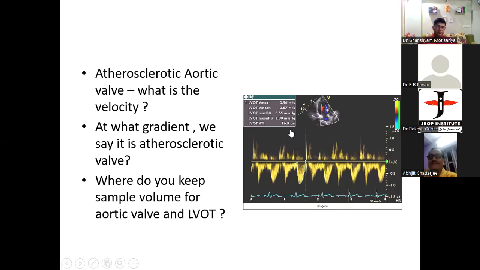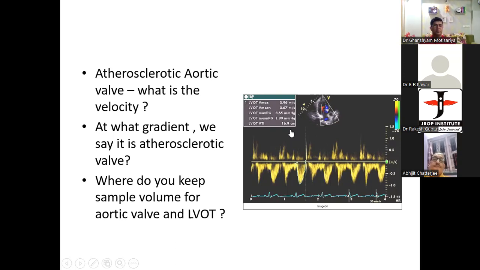So if you have an atherosclerotic aortic valve, your velocity will go up. And it is said to some extent that velocity up to 2.5 meter per second is considered as atherosclerotic aortic flow velocity. Now this parameter is not right to a large extent. Now we are seeing many people who have got significant aortic stenosis because of atherosclerotic valves. So 2.5 leading to a gradient of almost 25 millimeters of mercury was considered as atherosclerotic aortic valve.